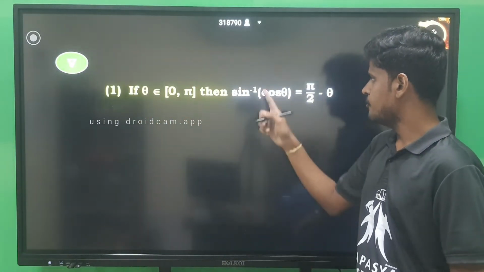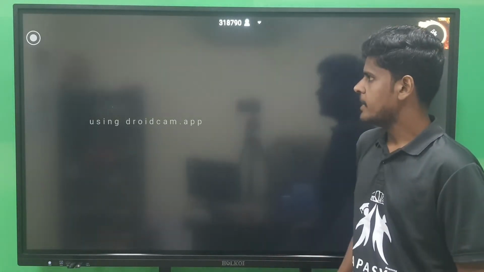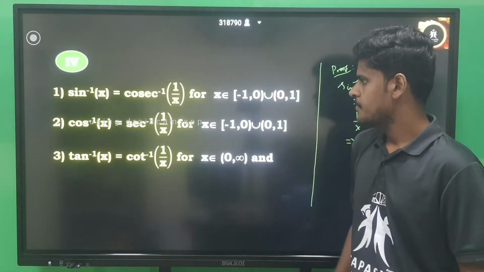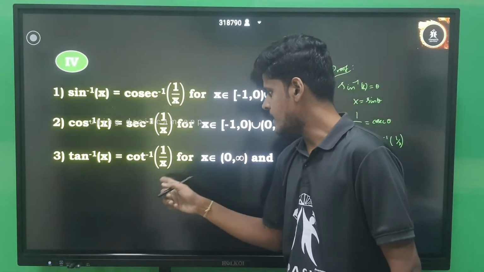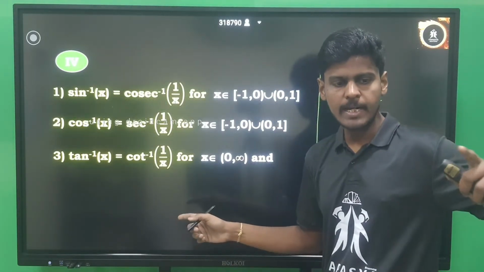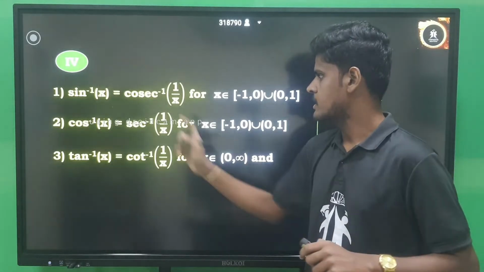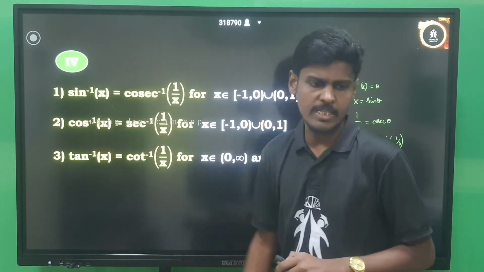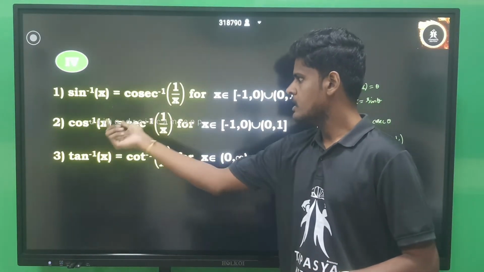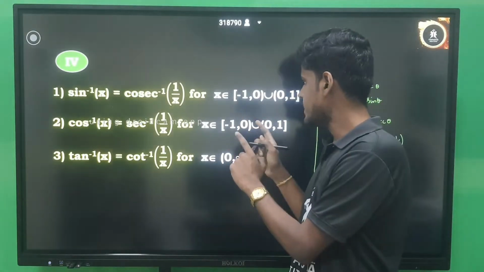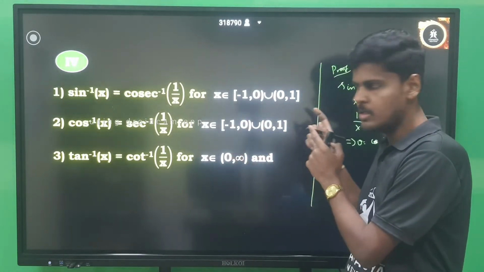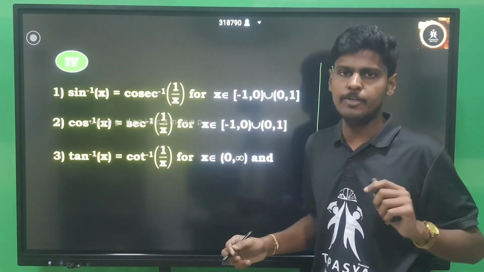Here we can add other three properties. Suppose we want to find cot inverse of x. Cot inverse of x is tan inverse of 1 by x, provided that the value lies in the interval. Similarly, secant inverse x equals cos inverse of 1 by x. That means this x should lie in the domain of secant inverse, that is between minus infinity to minus 1 and 1 to infinity. We should be careful with that.